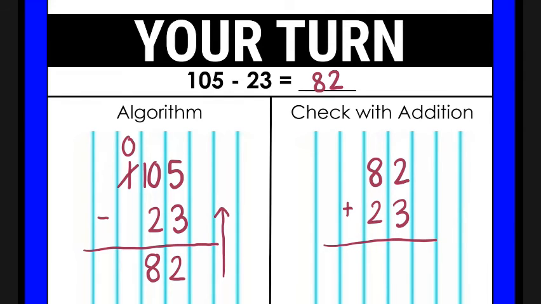So let's start in our ones. 2 plus 3. 2 plus 3 equals 5. Now we have 8 plus 2. 8 plus 2 equals 10. And I don't have any hundreds, so I can go ahead and write the 1 right next to it. All right, 105. So our difference was correct. Our difference was 82.